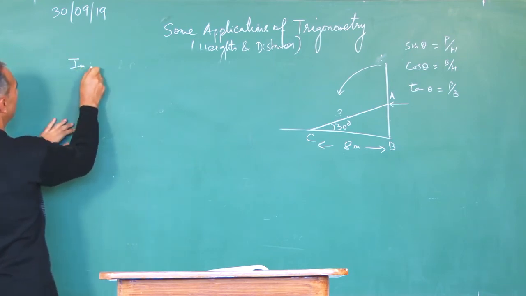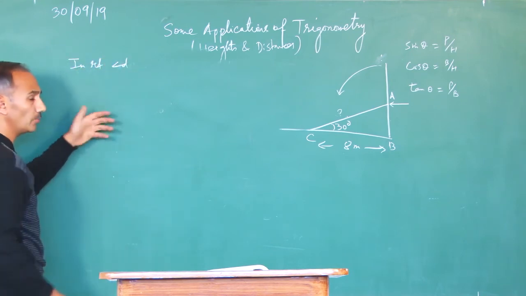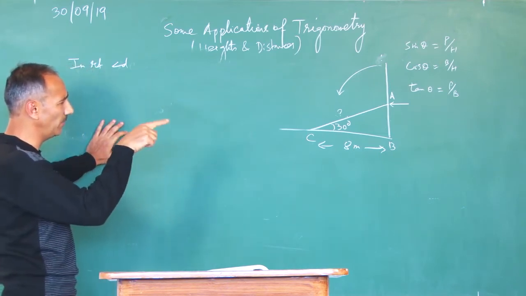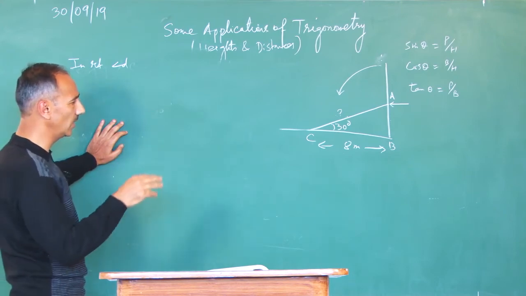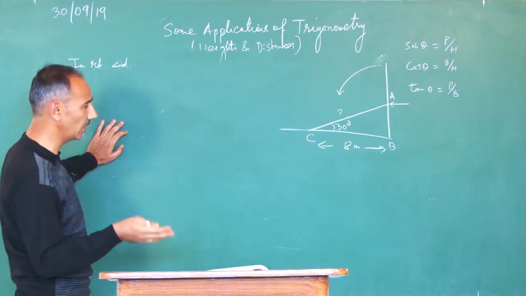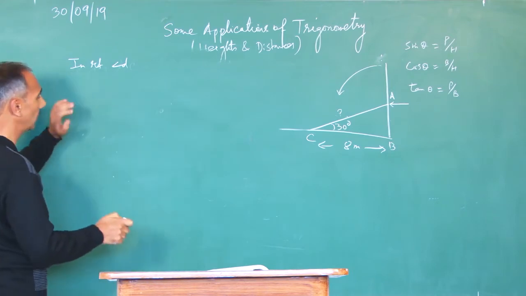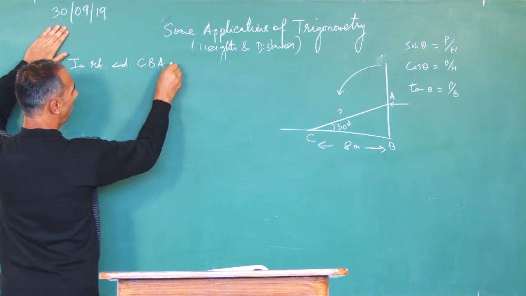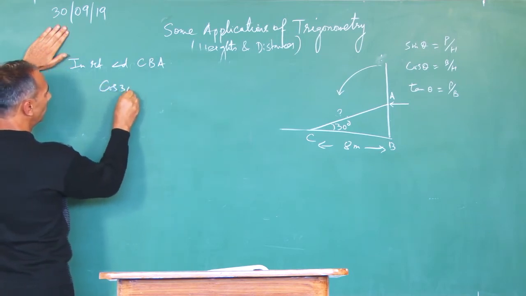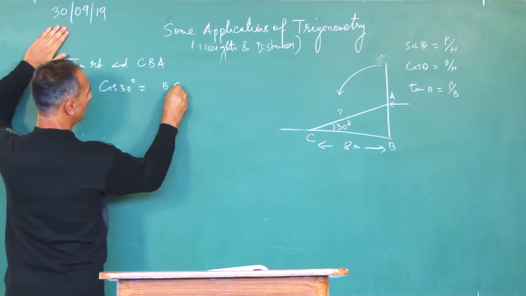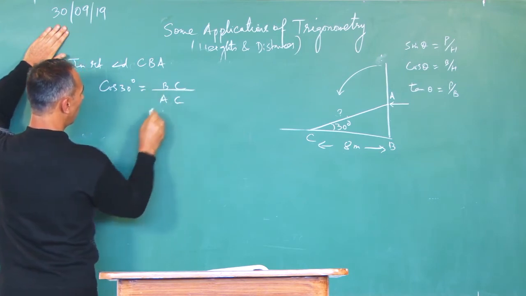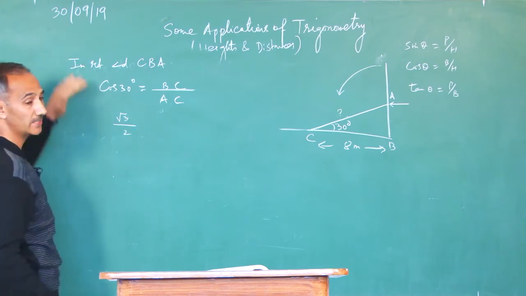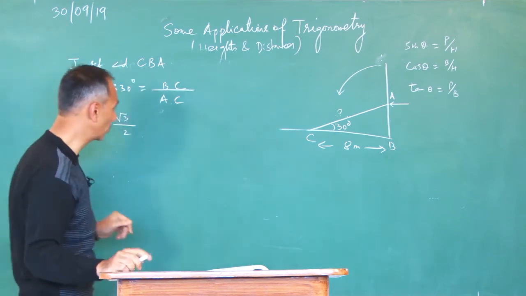In a right angle triangle, just make it a point in the beginning, give an introduction, say AB plus AC is the height of the tree, angle C is 30, BC length is 8. That you should make a habit of writing. Now here I will just write directly. In right angle triangle CBA, cos of 30 is BC by AC. Cos 30 is root 3 by 2. Mind it, cos 30 is the same as sin 60. It's root 3 by 2.